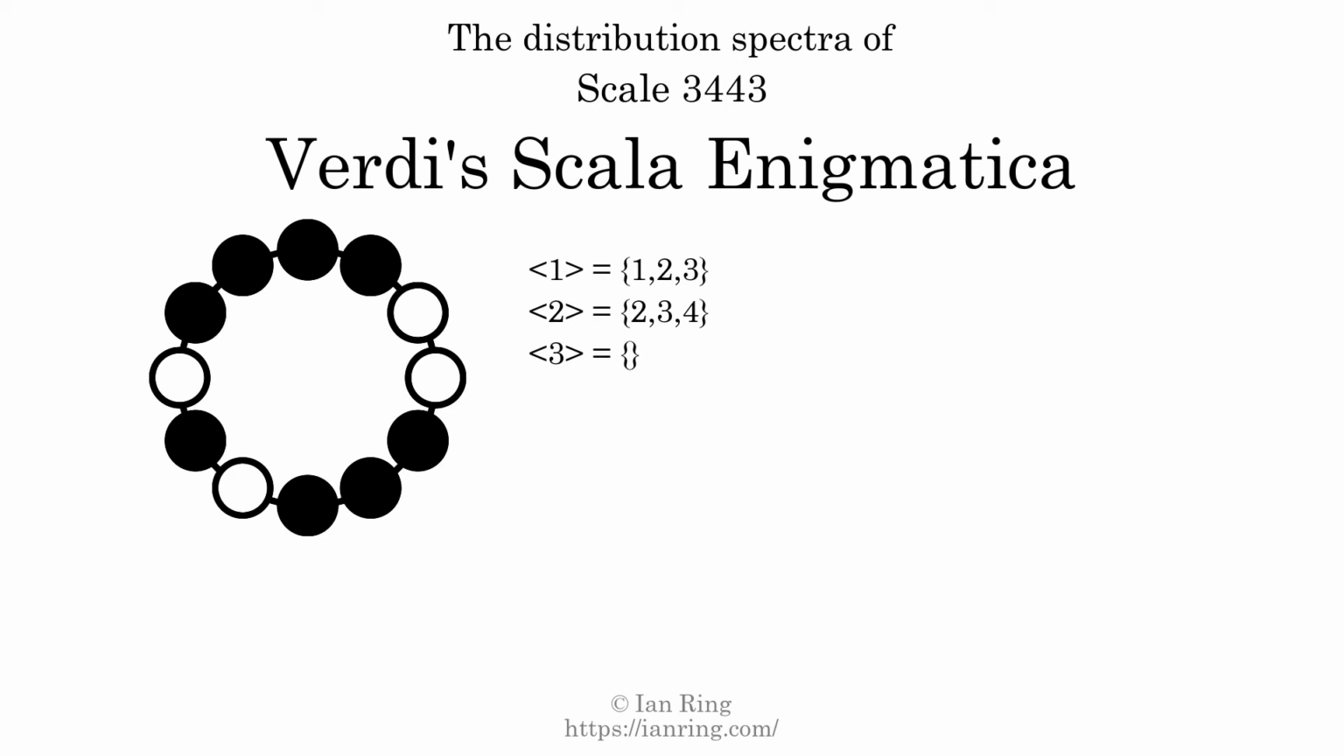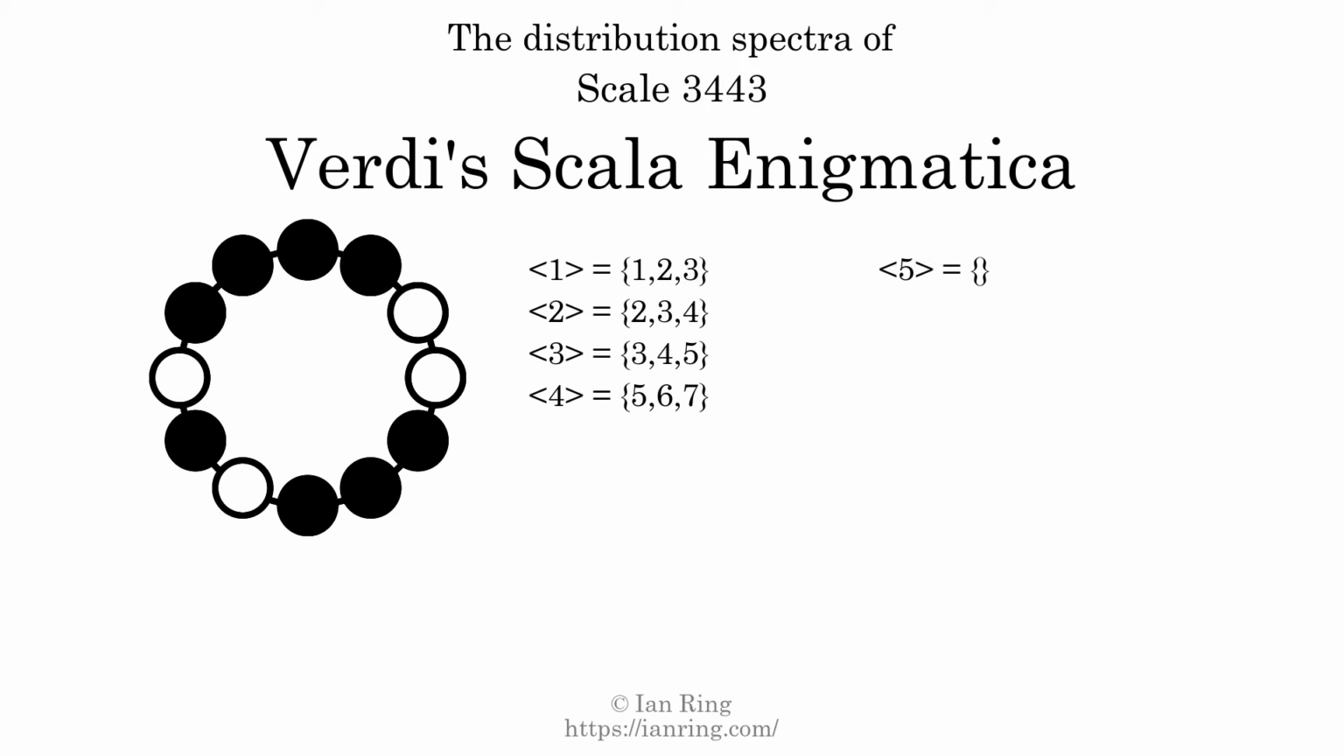The generic interval of 3 scale steps comes in 3 different specific interval sizes: 3 semitones, 4 semitones, and 5 semitones. The spectrum width of this generic interval is 2. The generic interval of 4 scale steps comes in 3 different specific interval sizes: 5 semitones, 6 semitones, and 7 semitones. The spectrum width of this generic interval is 2.